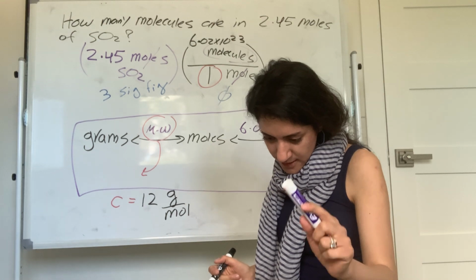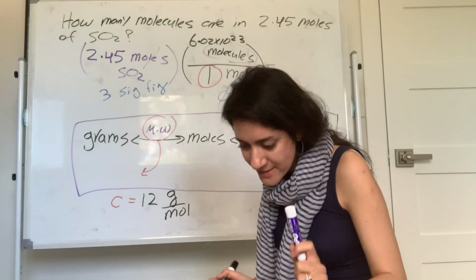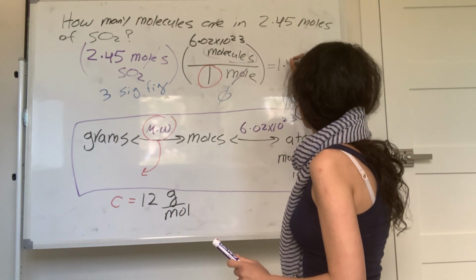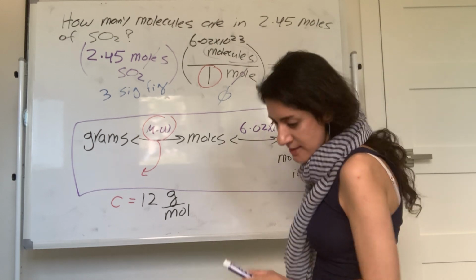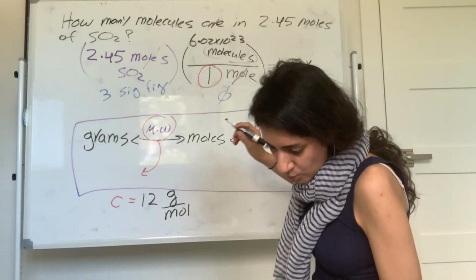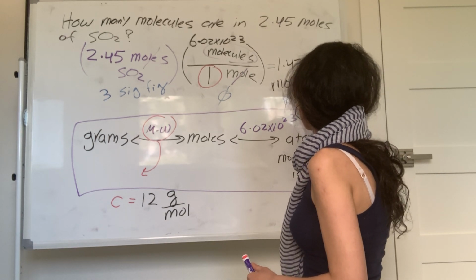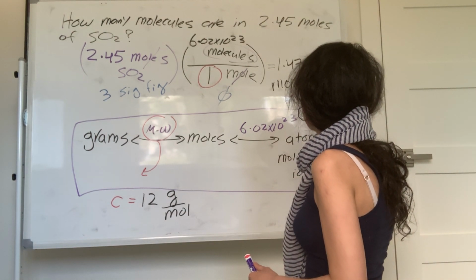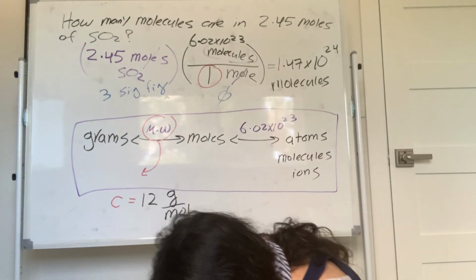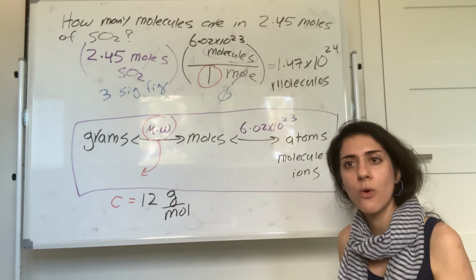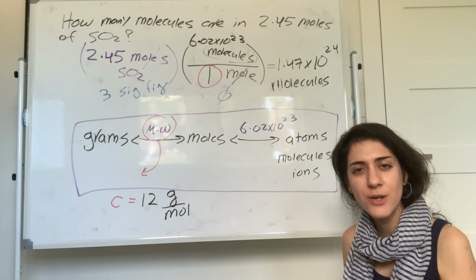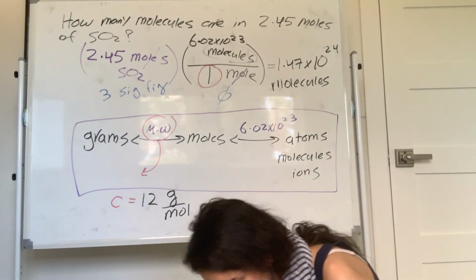1.47 times 10 to the 24th. I'm having a real hard time reading my handwriting, so hopefully this answer is right. So 1.47 times 10 to the 24th molecules. We're good? Okay, these would be molecules.